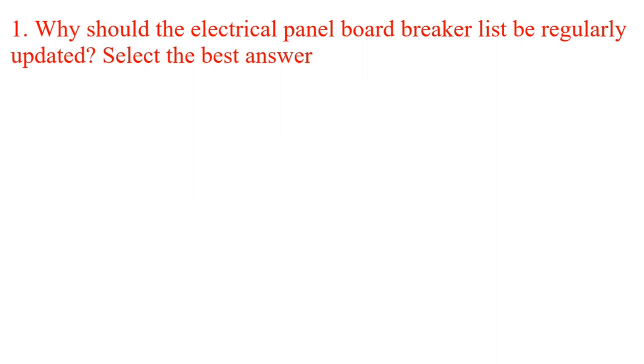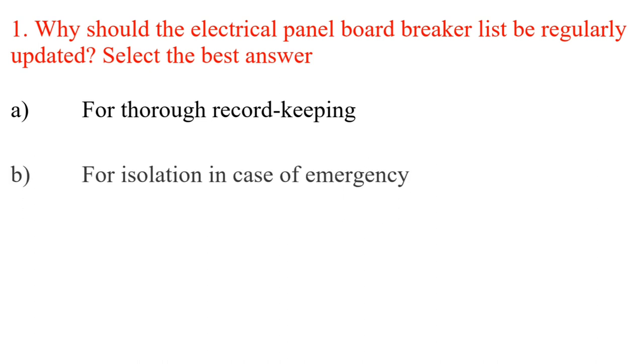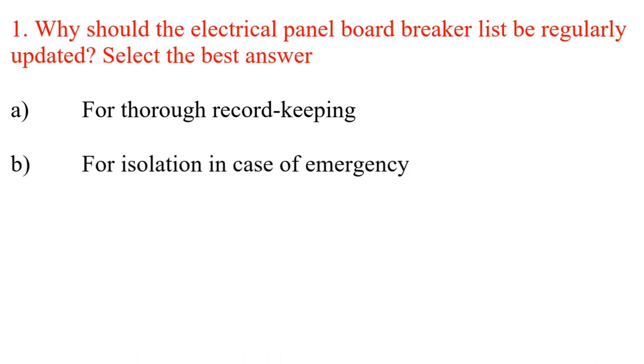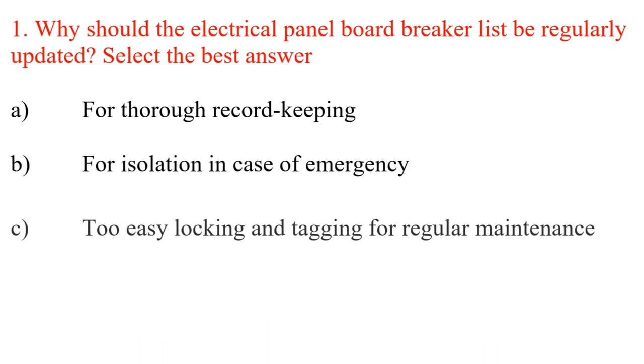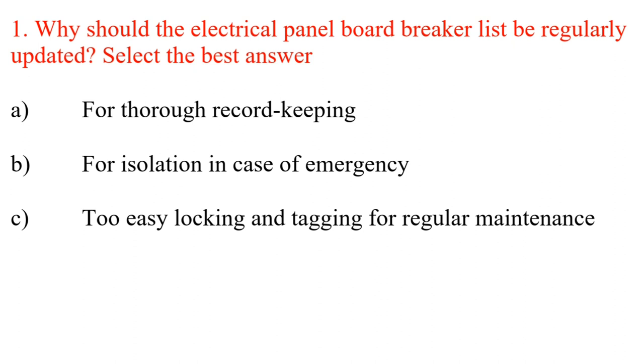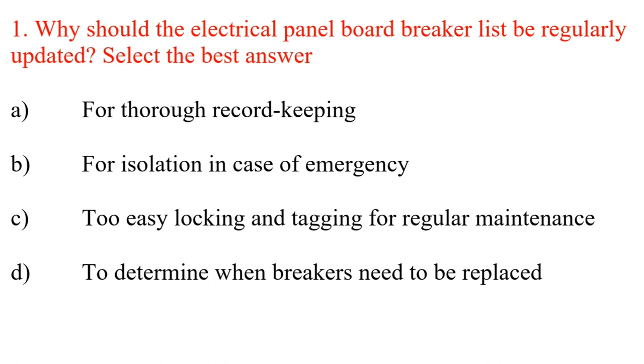Question 1. Why should the Electrical Panel Board Breaker List be regularly updated? Select the best answer. A. For thorough record keeping. B. For isolation in case of emergency. C. For easy locking and tagging for regular maintenance. D. To determine when breakers need to be replaced. Answer. B. For isolation in case of emergency.